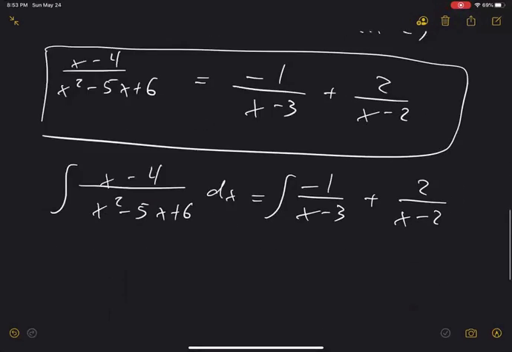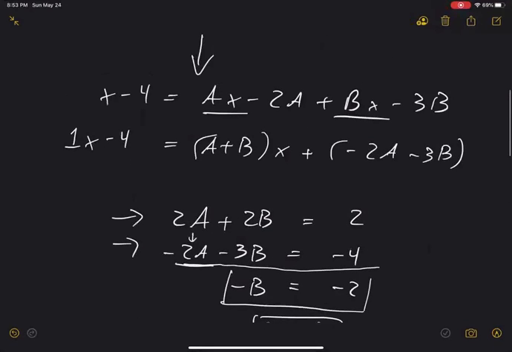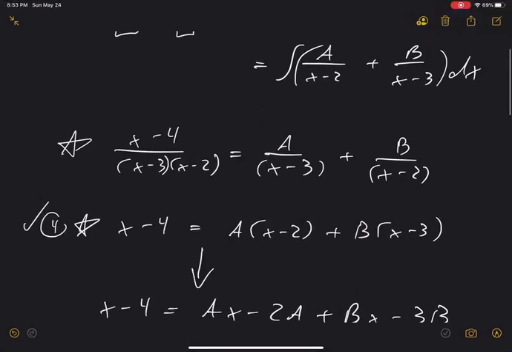All right. There's another way to do this. Okay, so let's go back to our step 4. What was our step 4? X minus 4 over x minus 3.